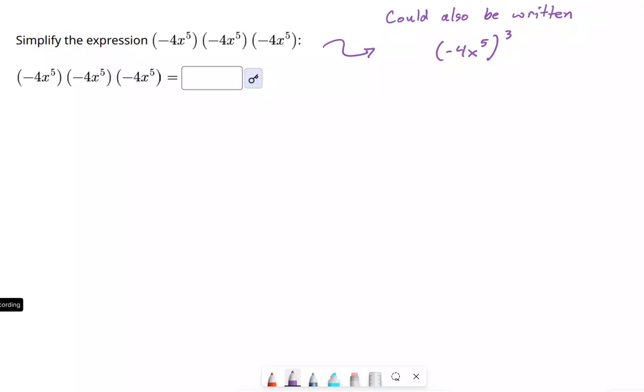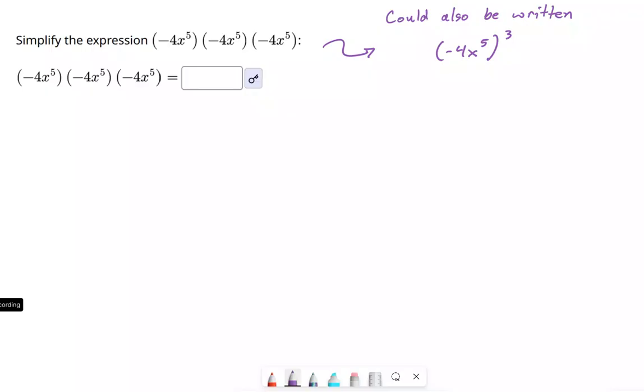This question asks us to simplify the expression, and we have three parentheses, and each parentheses has in it some algebra. We're going to call these monomials because it's like a polynomial, right, with numbers and letters, except there's only one little thing in each parentheses, so that's a monomial.